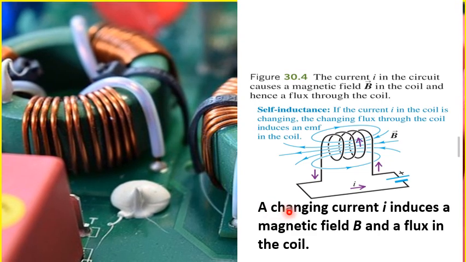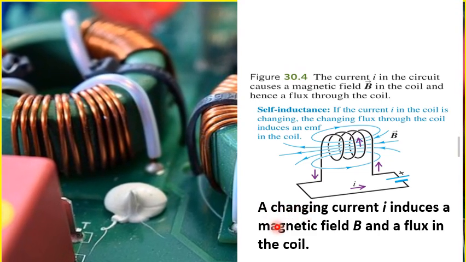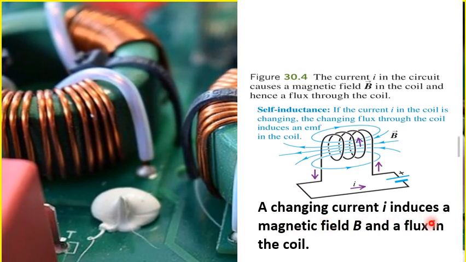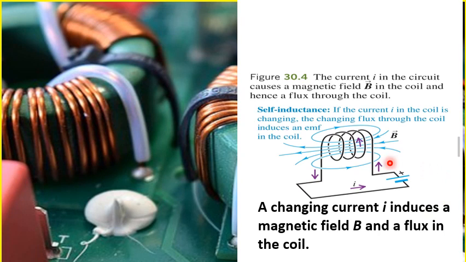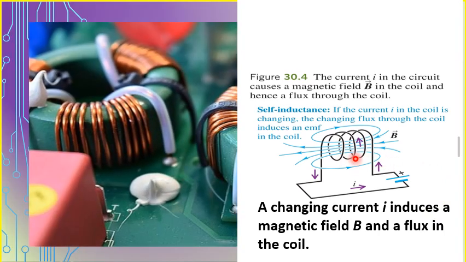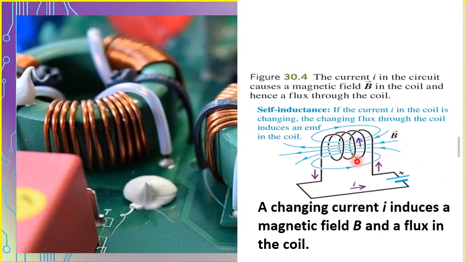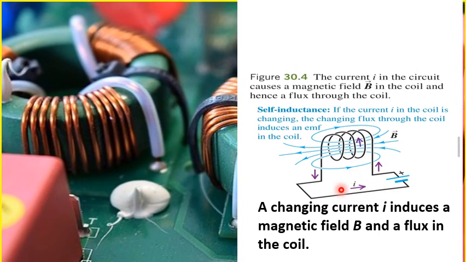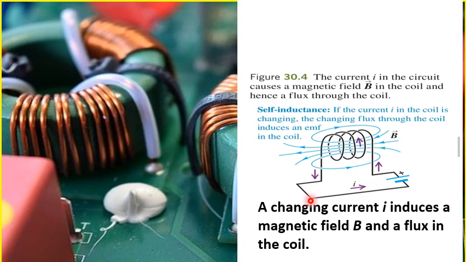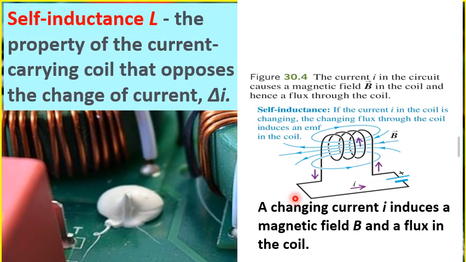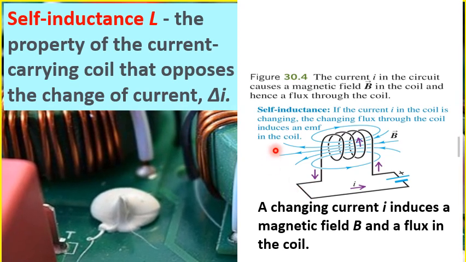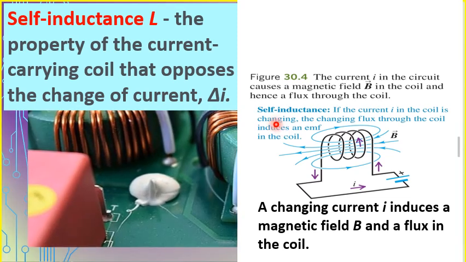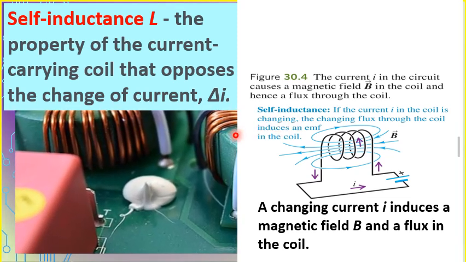From the law of electromagnetic induction, we say that a changing current passing through the coil can induce a magnetic field and hence a magnetic flux in the coil. This changing flux also induces an EMF. And the property of the current carrying coil to oppose the change in current is what we call self-inductance of the coil.